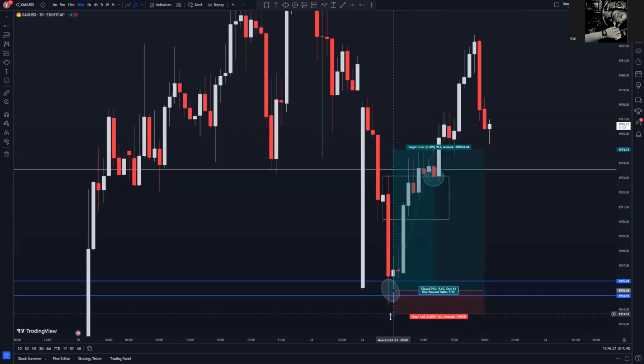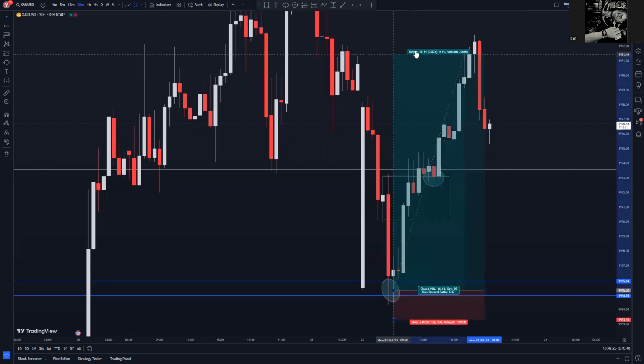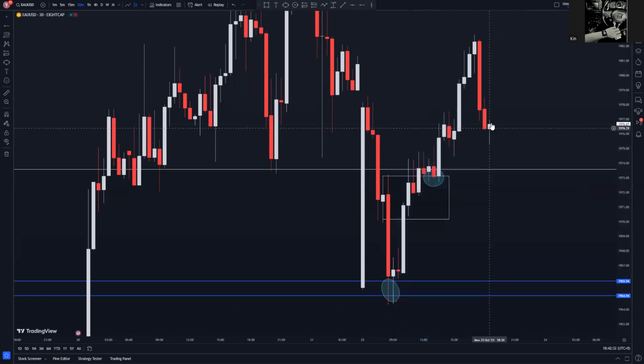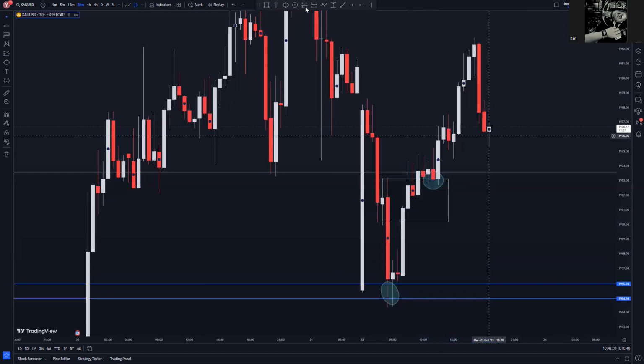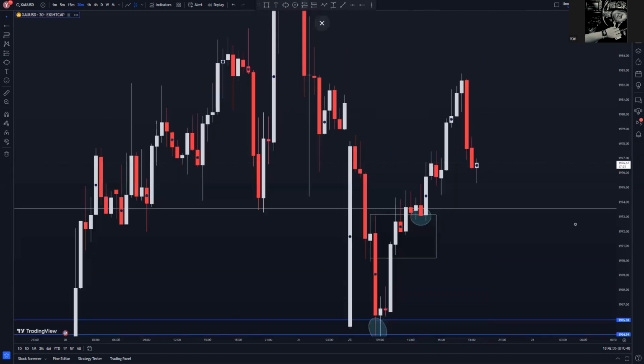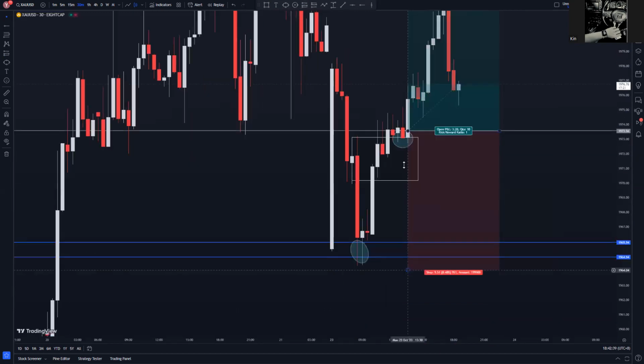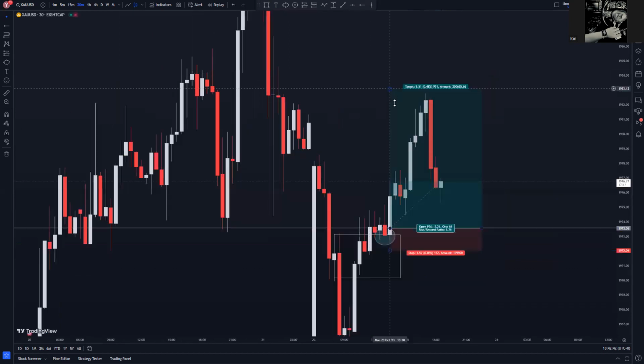My SL is going to be like 20 pips. I took a buy somewhere around here, and got 4R, more than decent, right? And the second entry, I took a buy somewhere around here with a tight SL somewhere around here, and I exited somewhere around here. 5R, a decent amount of pips, right?